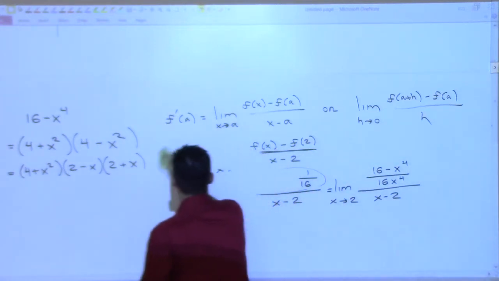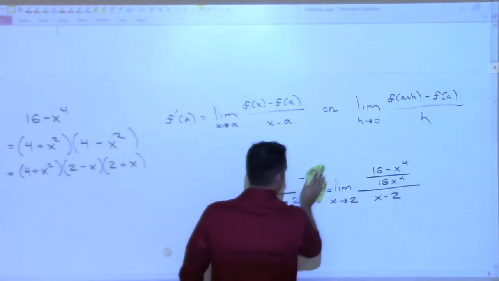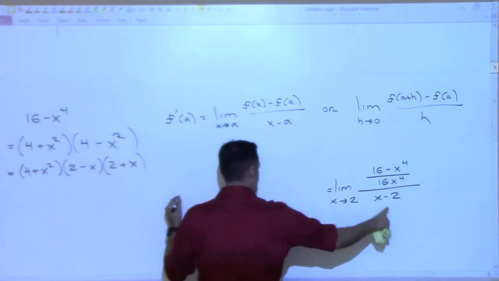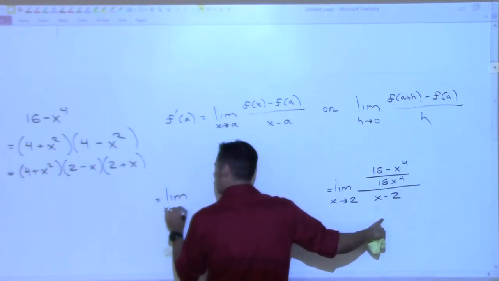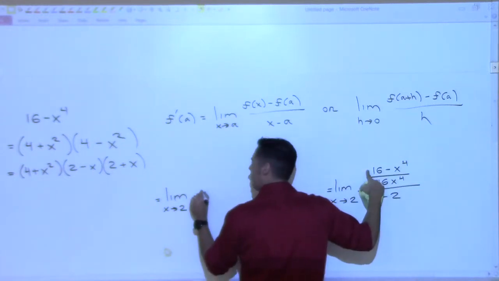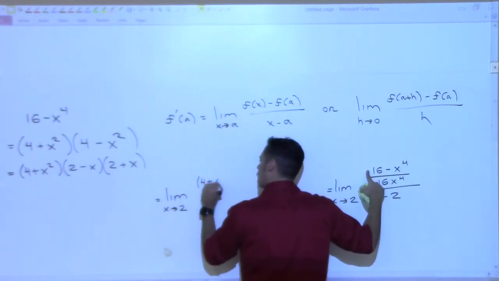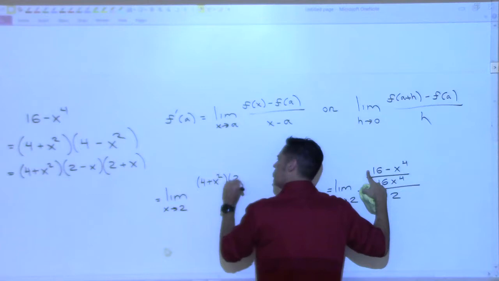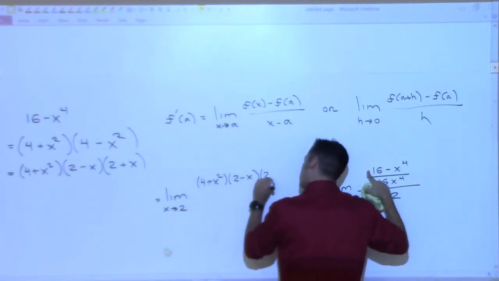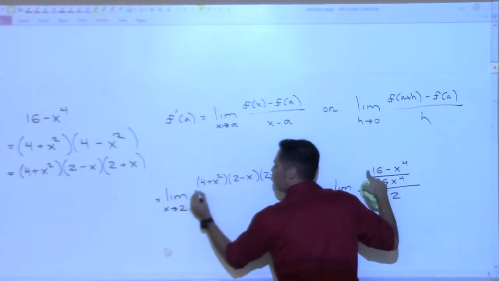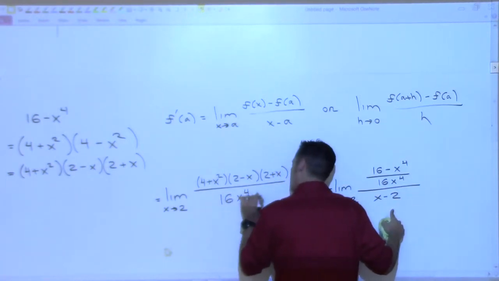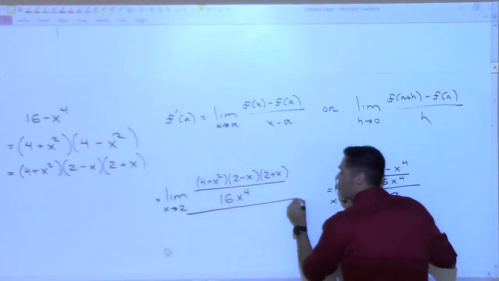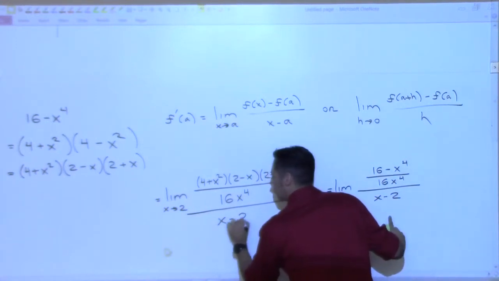I'm going to erase this. So here's what we've got. We've got this equals the limit as x approaches 2. This whole top up here became 4 plus x squared, 2 minus x, 2 plus x, all over 16x to the fourth, but then all of that over x minus 2.